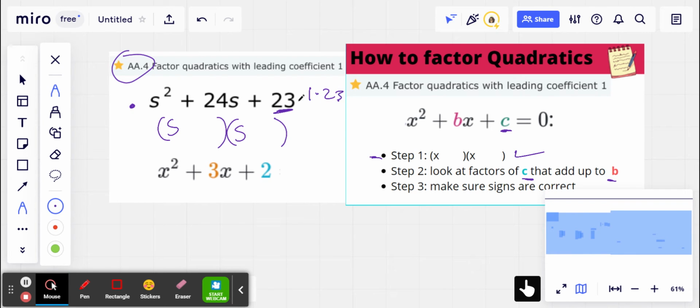And do those two numbers add up to 24? Yes. So I'm doing 1 and 23. We're done with step 2. Last step is to make sure the signs are correct.